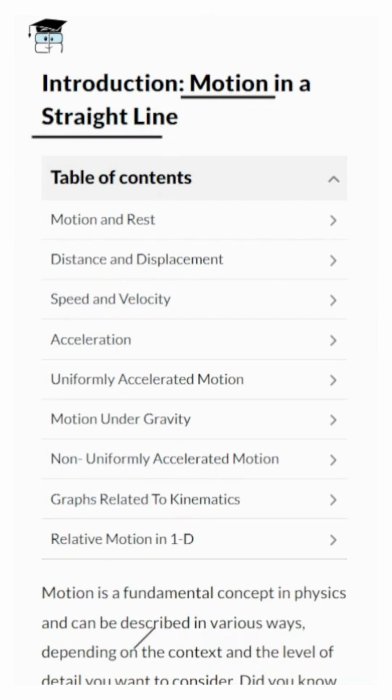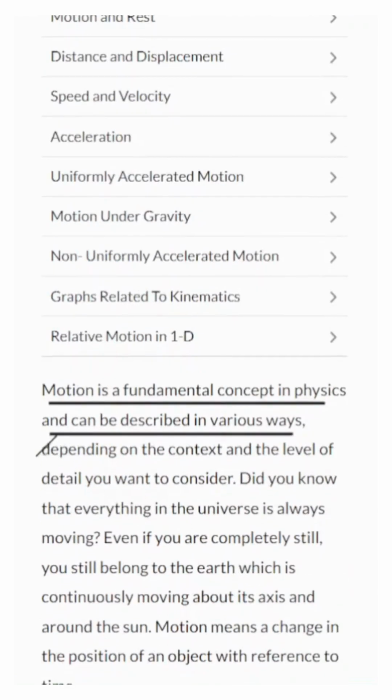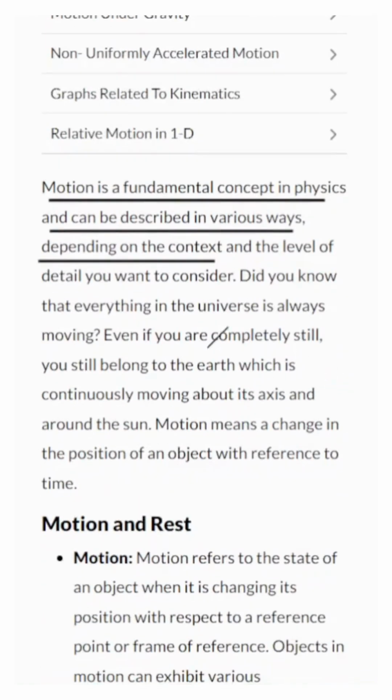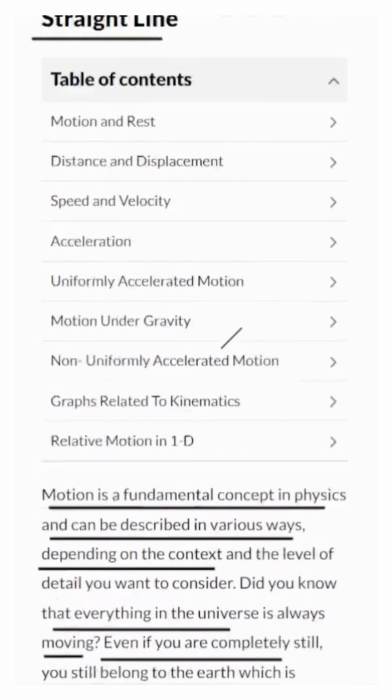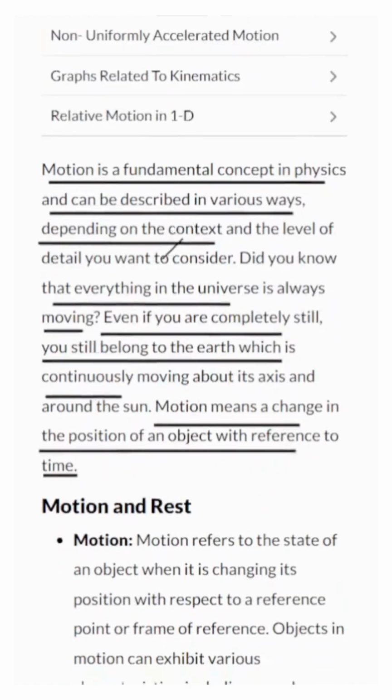Motion is a core concept, and it can be described in various ways depending on the context. Everything in the universe is in constant motion, including Earth, even when you're at rest. Motion signifies a change in an object's position over time. Let us now understand the terms motion and rest.